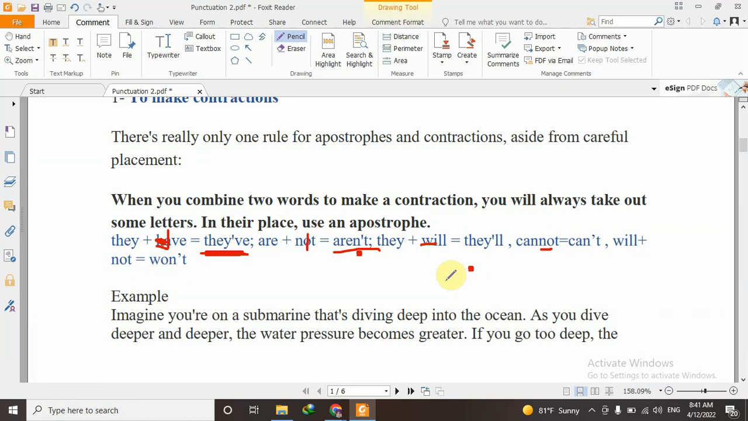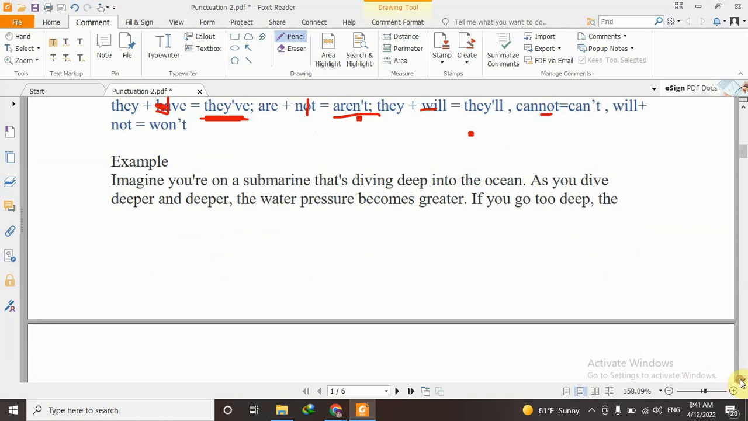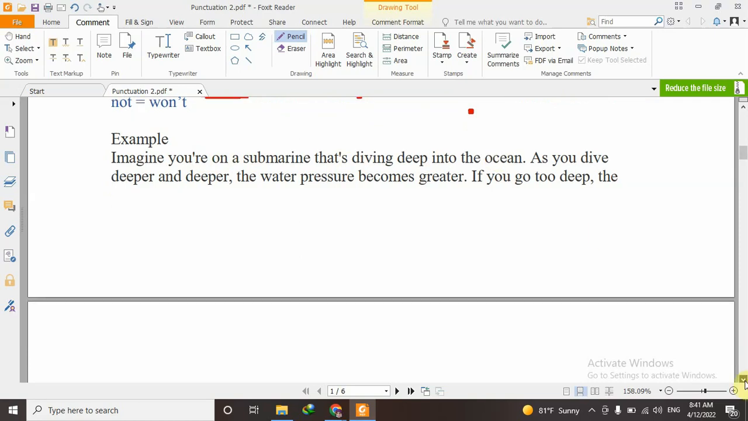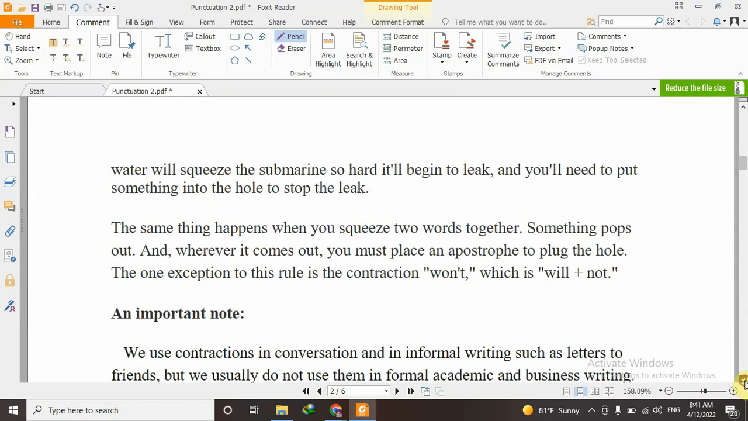Now, what is this? This is just like you are on a submarine that's diving deep in the ocean. As you dive deeper and deeper, the water pressure becomes greater. So if you go too deep, the water will squeeze the submarine so hard it will begin to leak, and you will need to put something into the hole to stop the leak.